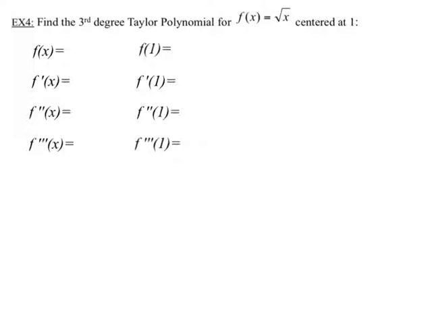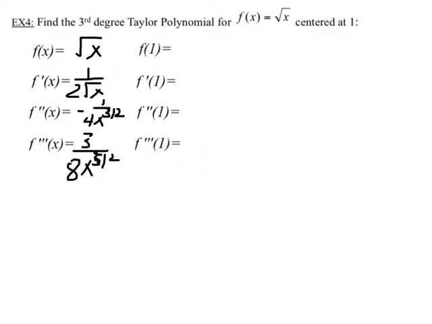All right, my function is square root x, okay, or x to the 1/2. Its derivative will be 1 over 2 square root x, okay, or 1/2 x to the negative 1/2. When I take that derivative, I'm going to get a negative 1/4 x to the negative 3/2, or negative 1 over 4 x to the 3/2. Okay, that's negative 1/4 x to the negative 3/2, and if I take that derivative, I will have 3 over 8 x to the 5/2. Pardon my sloppy handwriting.